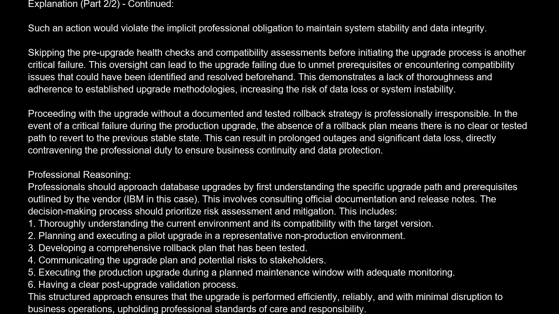5. Executing the production upgrade during a planned maintenance window with adequate monitoring. 6. Having a clear post-upgrade validation process. This structured approach ensures that the upgrade is performed efficiently, reliably, and with minimal disruption to business operations, upholding professional standards of care and responsibility.